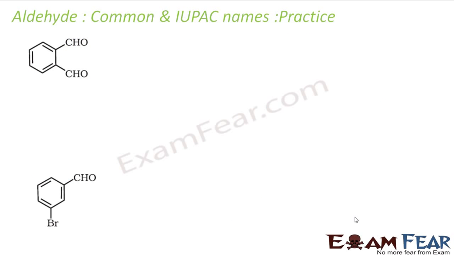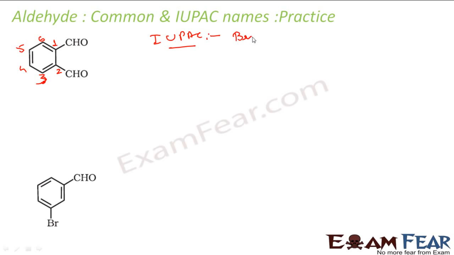Let's see some more examples. So I have this compound. We write the IUPAC name for this. So if you see, this is a benzene ring. In the benzene ring, I have 1, 2, 3, 4, 5, 6. I did the numbering in such a way so that CHO group gets the least number. So in this case, it is benzene and at 1, 2 position I have a carbaldehyde.